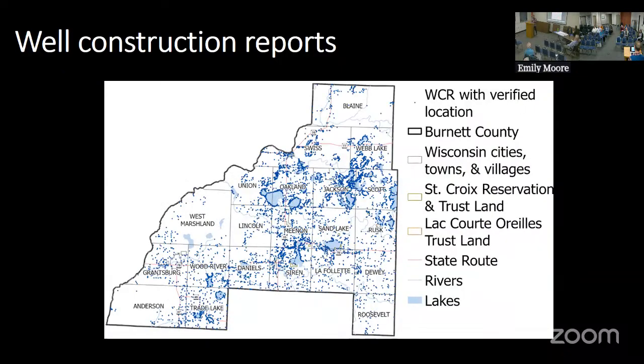We're also using water well construction reports. This is the distribution of water wells. You can see that there are some places where there's not a lot of water wells, usually low wet areas. You can see some places that have a lot of water wells, usually around the lakes. So it's an imperfect distribution, but a lot of them.